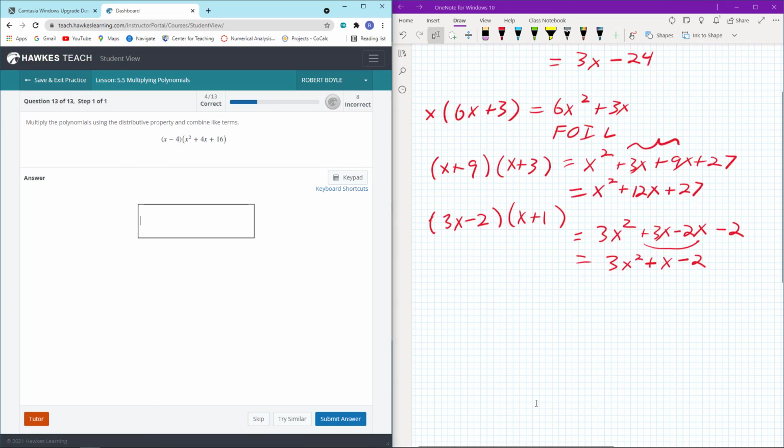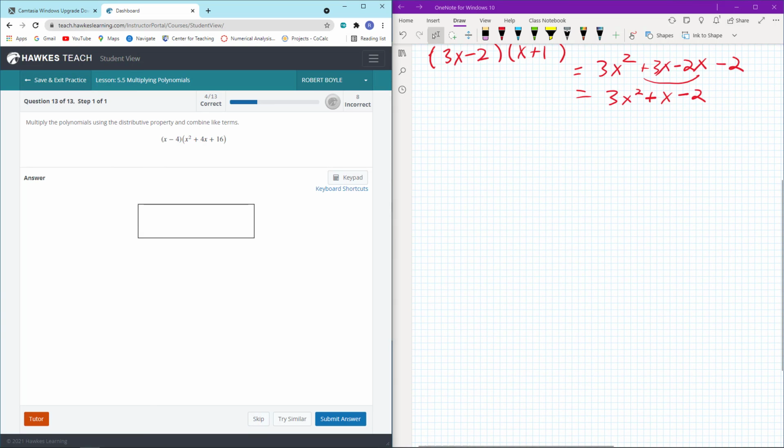Okay, and let's look at this problem here. This is actually the last problem in the homework. And here we have the binomial x minus 4 times the trinomial x squared plus 4x plus 16. Now, once again, we are going to take the x and multiply by every single term in the second polynomial. So we have x times x squared, which is x cubed, x times 4x, which is positive 4x squared, my apologies. X times 16 is positive 16.